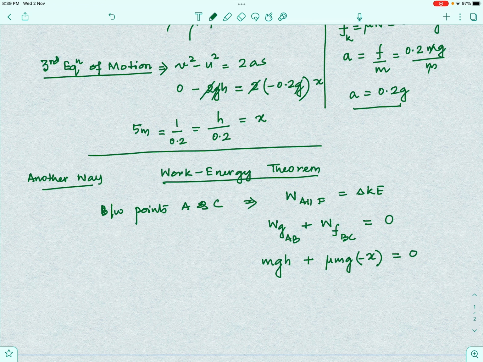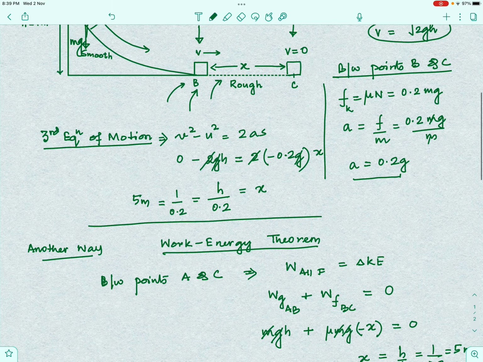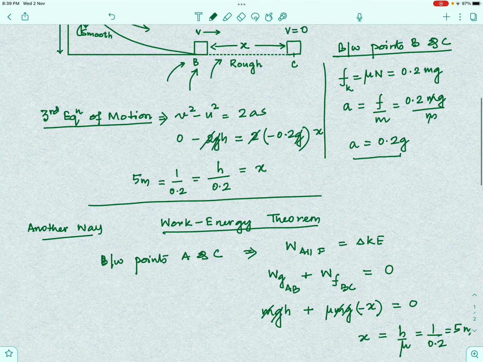And from here we understand that we can directly get our x value as x is equal to h by mu, which is once again 1 by 0.25 meters. So, see that here we have just used one single equation to get our answer, and that simplifies our working of the question a lot.